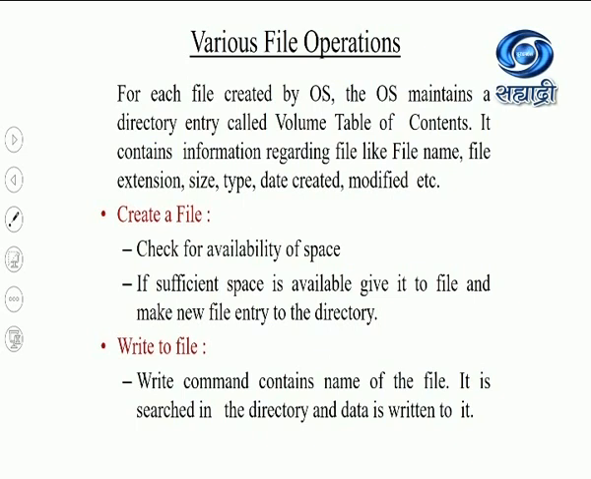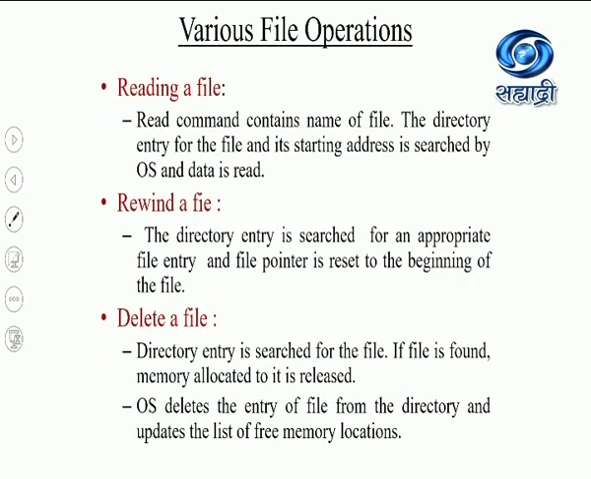First operation is create a file. For this operation, it checks for the availability of the space. Then, if sufficient space is available, it is given to file and it makes a new entry, file entry, to the directory. Next operation is write to file. Write command contains name of the file. It is searched in the directory and data is written to it. Then, reading a file. Read command contains again name of file. The directory entry for the file and its starting address is searched by OS and data is read further.